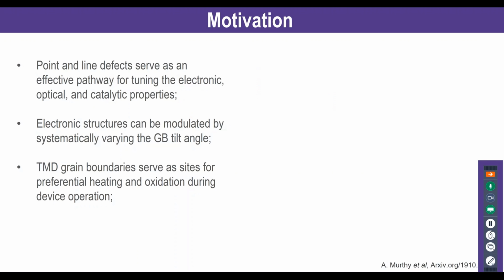The motivation here, and this is work from one of our students, Murthy, is that the point and line defects in those 2D materials serve as an effective path for tuning all the electronics and the catalytic properties in the future. And also, all the electronic structures can be modulated by tuning the grain boundary tilt angle. If you're not aware, there are many works now on twisted graphene, for example, stacking two layers of graphene, and that triggers a lot of different properties.